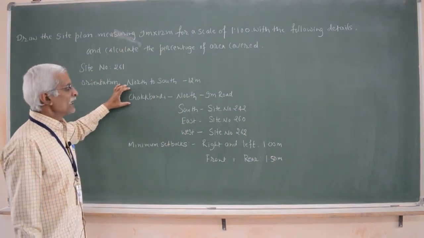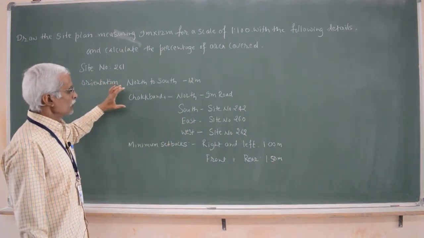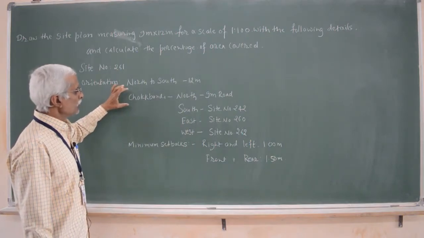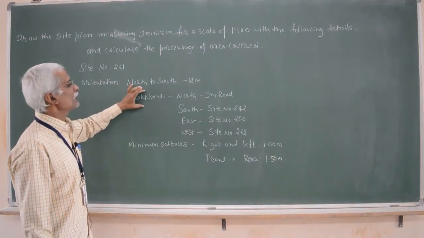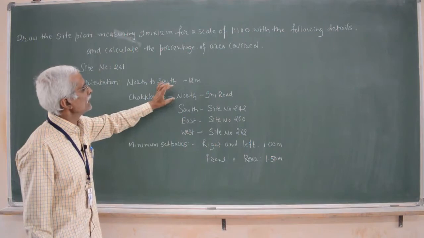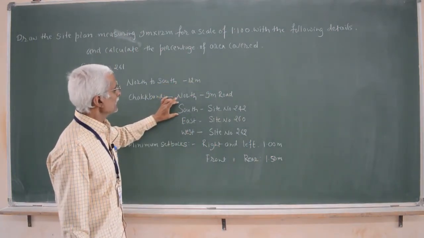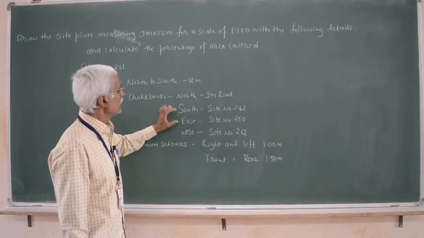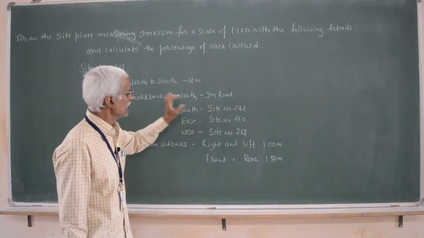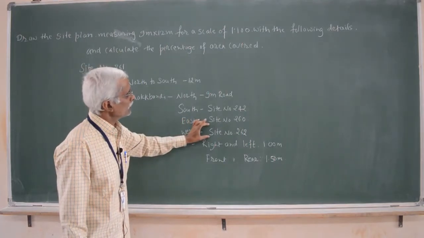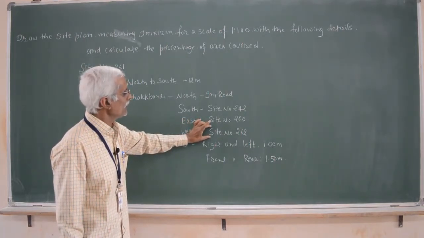Chakbandi means what? The site has 4 boundaries, all 4 boundaries, that is called Chakbandi. That means, the road is in which direction, and in the south direction which site number is there, on the east side which site number is there, and on the west side, the site number they have already mentioned.